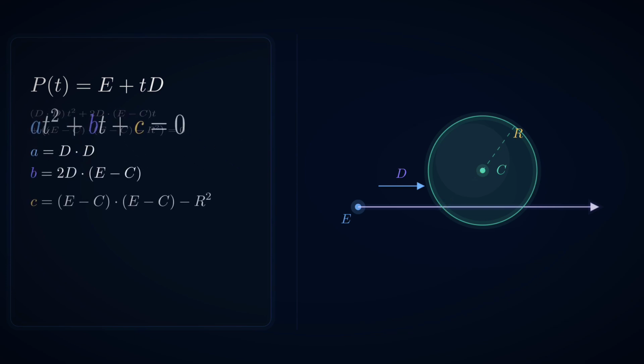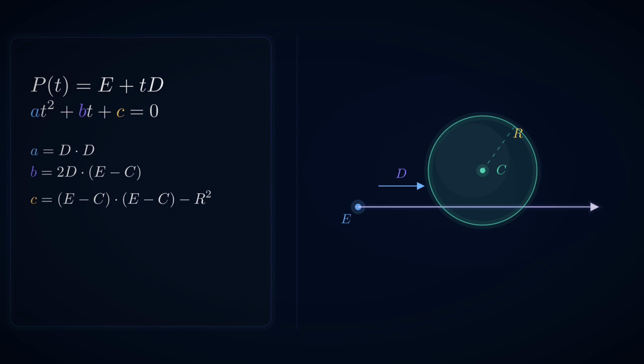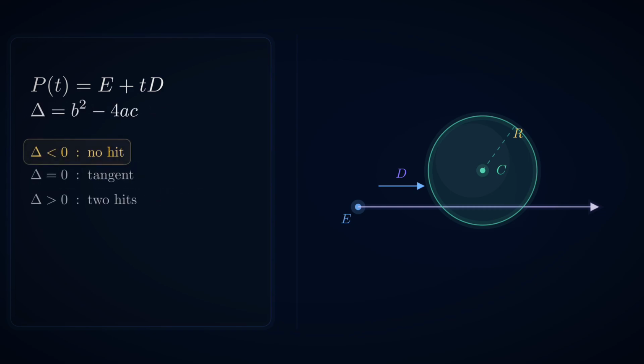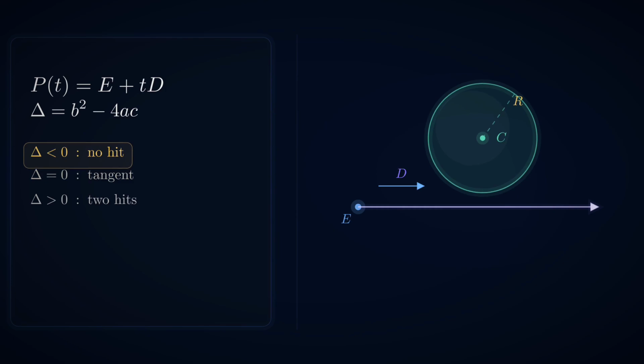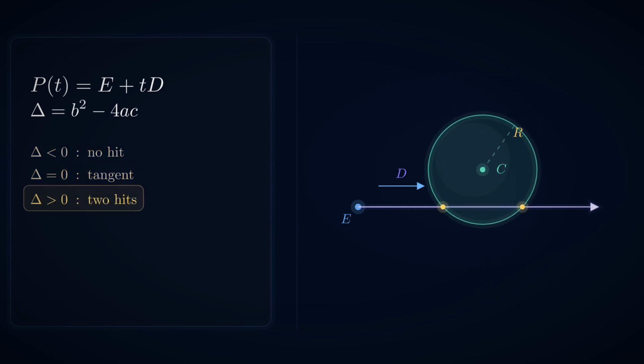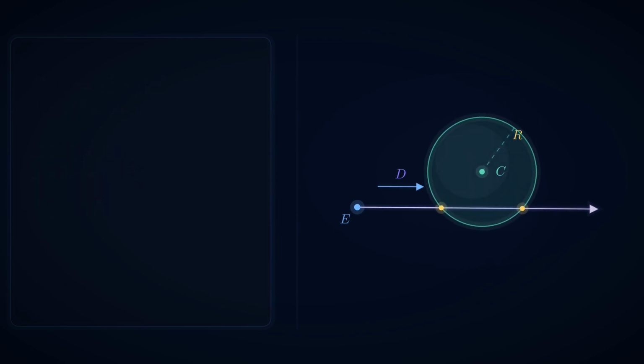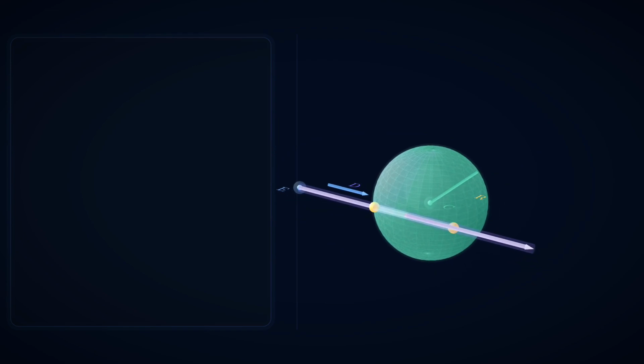The discriminant tells us the kind of intersection we have. Delta less than 0 means no hit. Delta equals 0 means a tangent. And delta greater than 0 means 2 hits. In 3D, the picture gains depth, but the logic stays the same.